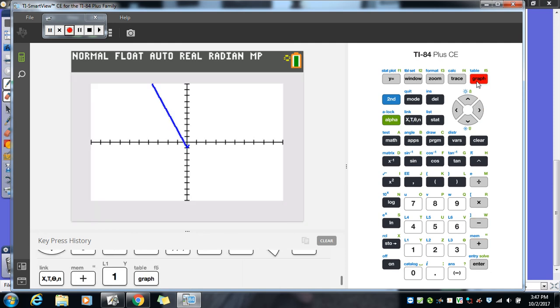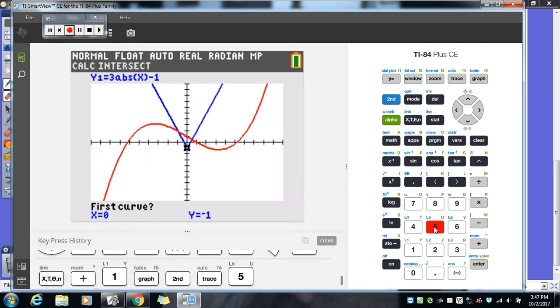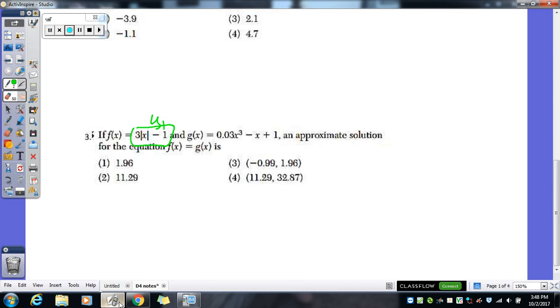Let's take a look at our graph. There's our absolute value, and there's our other curve there. So we've got 2 intersection points here. So let's figure out what they are. So let's go to our zoom, trace, intersect. I'm going to move that guy a little bit more to the left. So we get negative, we'll round that to -1 and then 1.95. Let's see here, -0.99, yep.